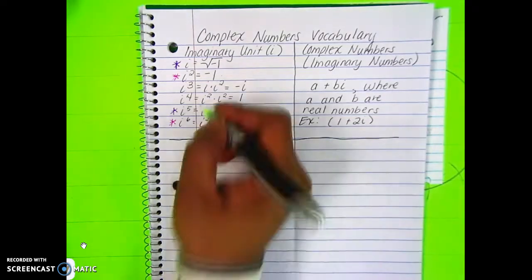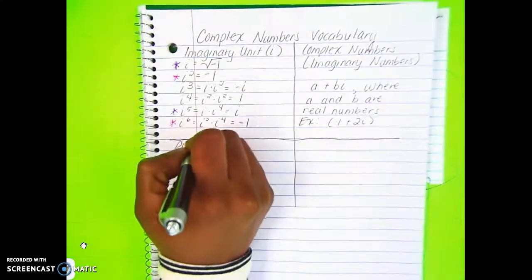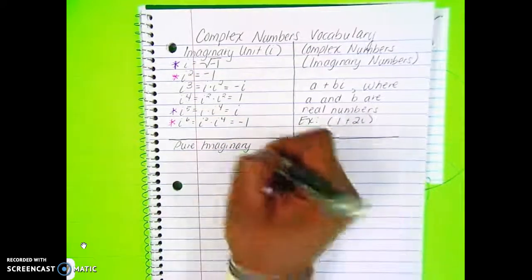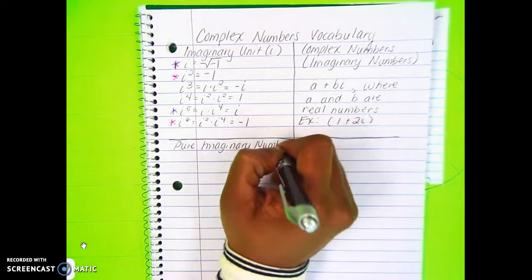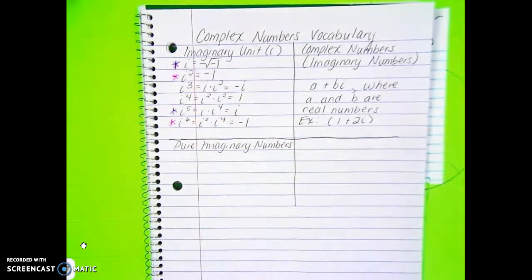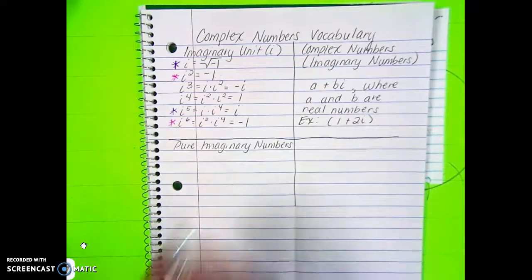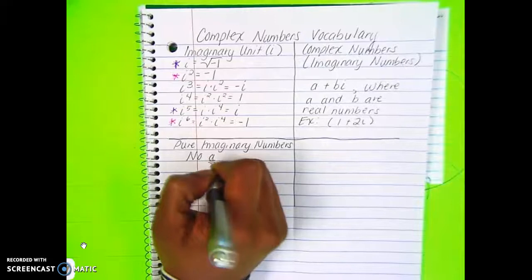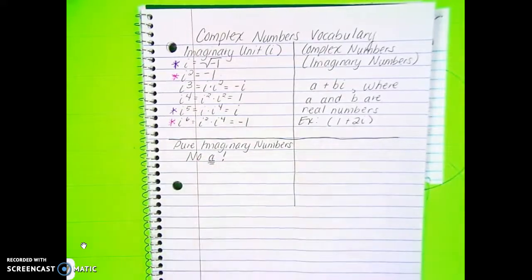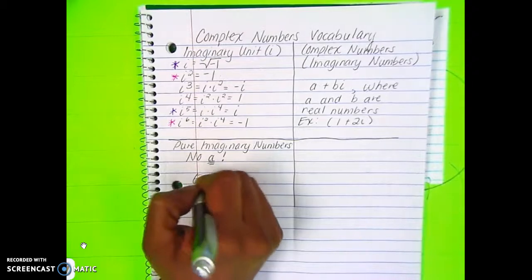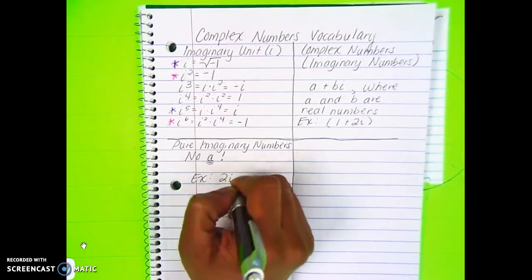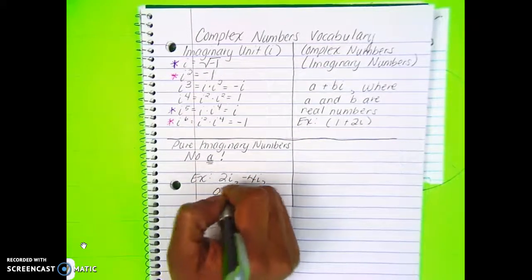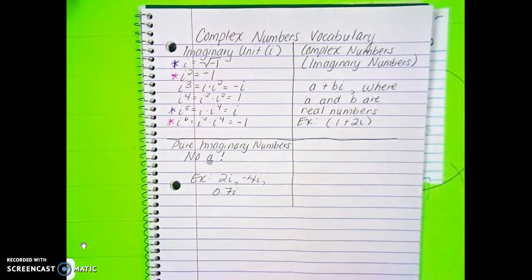The next word is pure imaginary numbers. A pure imaginary number is just an imaginary number with no a value. So there is no a. An example of this would be 2i, negative 4i, 0.7i, anything without the a value.